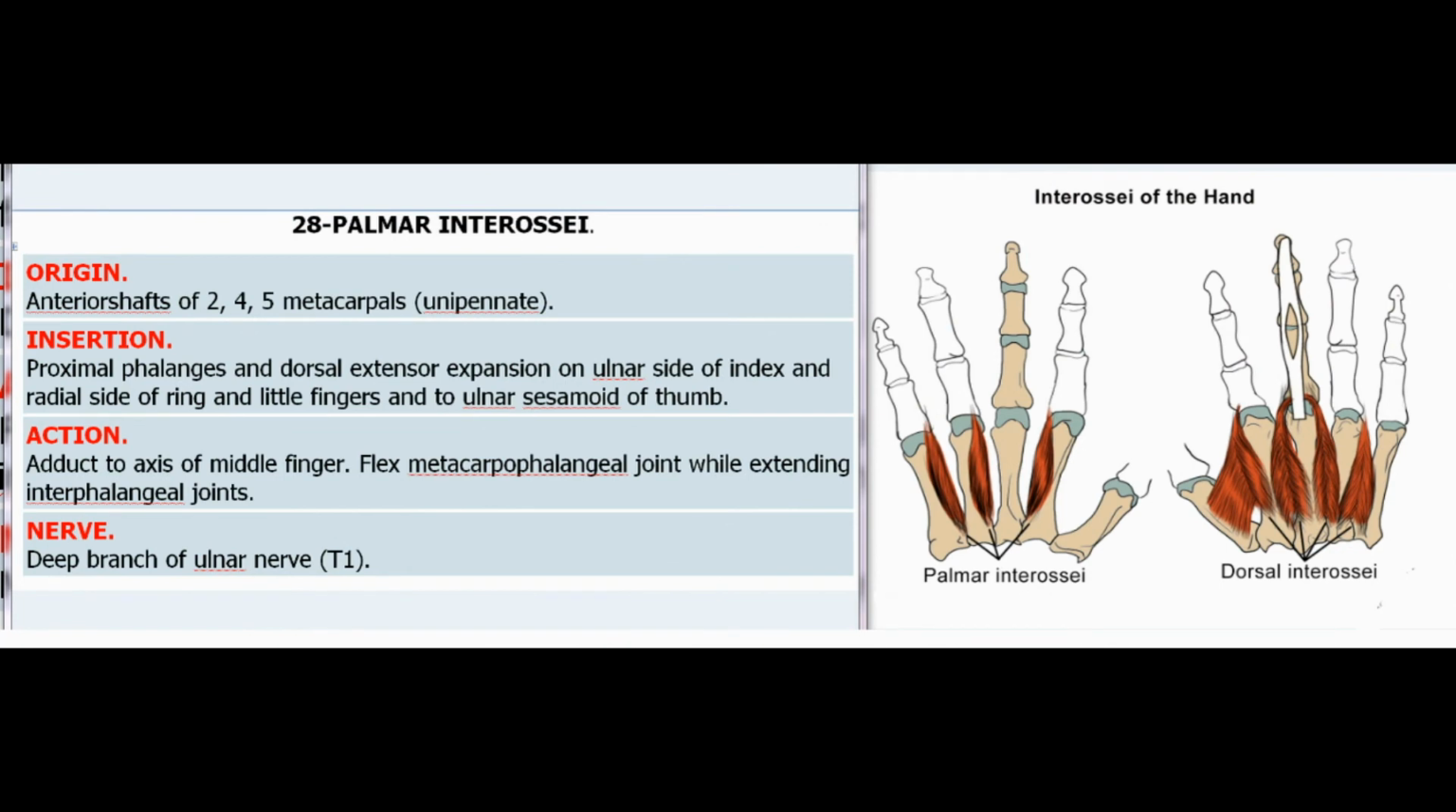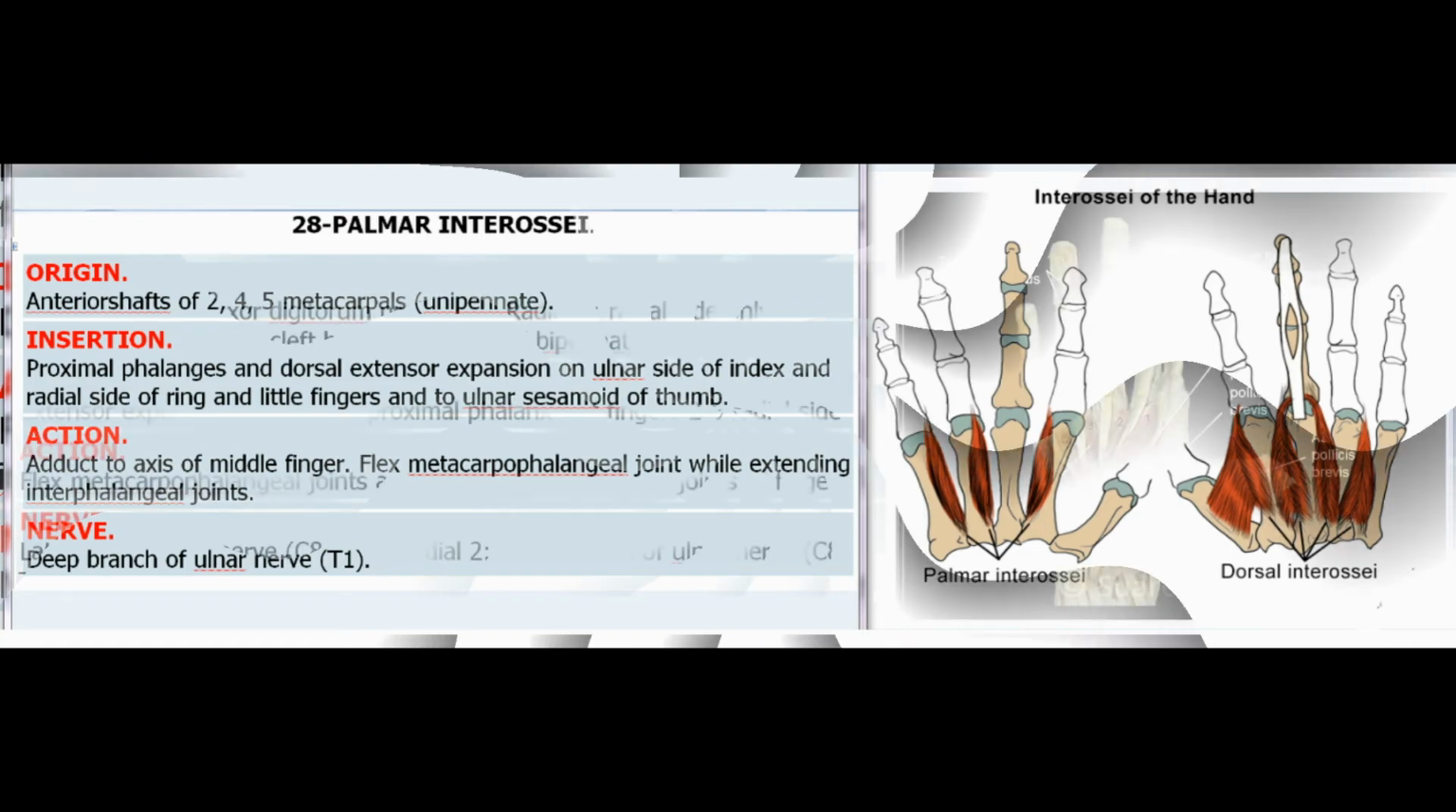28. Palmar interossei. Origin. Anterior shafts of 2, 4, 5 metacarpals, unipennate. Insertion. Proximal phalanges and dorsal extensor expansion on ulnar side of index and radial side of ring and little fingers and to ulnar sesamoid of thumb. Action. Adduct to axis of middle finger. Flex metacarpophalangeal joint while extending interphalangeal joints. Nerve. Deep branch of ulnar nerve, T1.